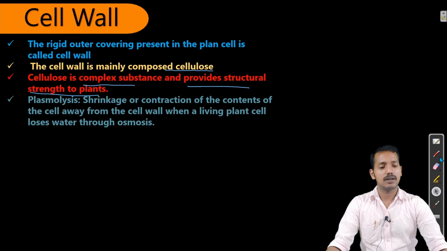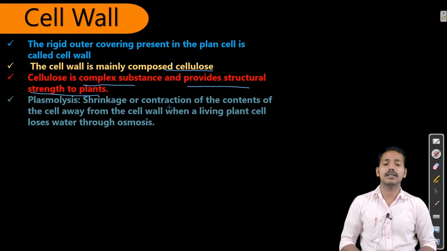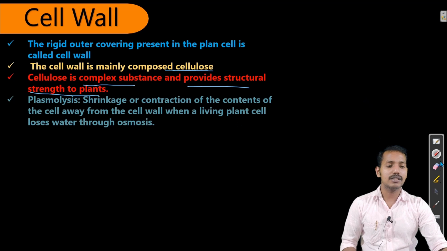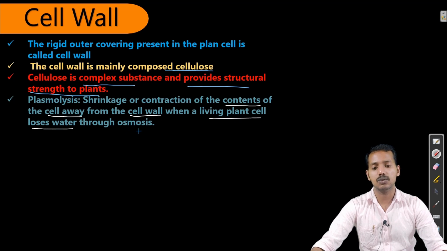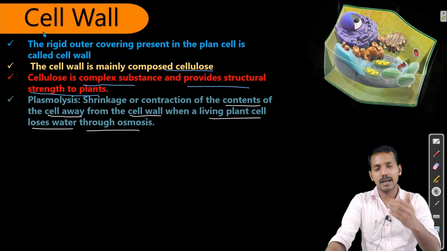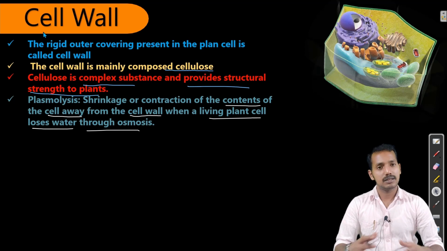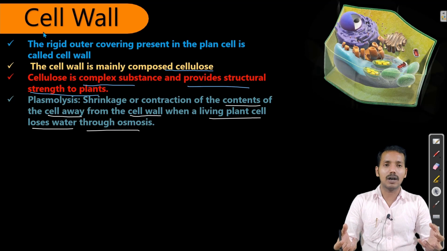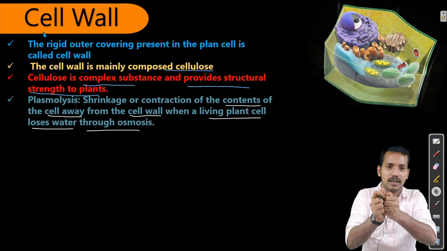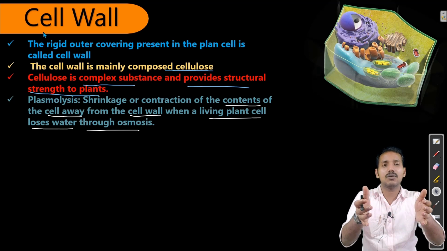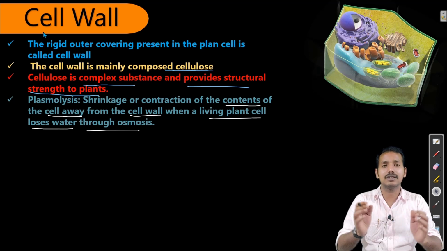And one more term related to this that you have to remember is plasmolysis. Plasmolysis is a process in which the contents of the cell shrink or contract away from the cell wall when a living plant cell loses water through osmosis. If a cell is kept in a hypertonic solution, the cell will lose water. As it loses water, the content present in the cell as well as the plasma membrane will shrink. But the shape of the cell wall will stay the same because it is rigid.